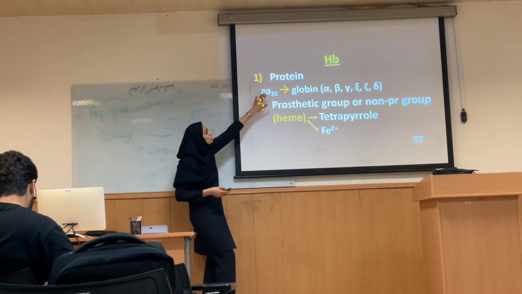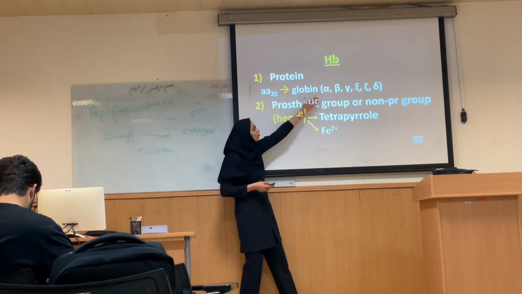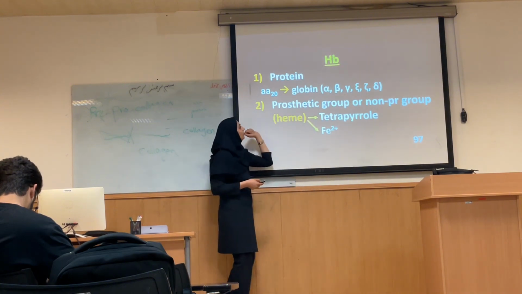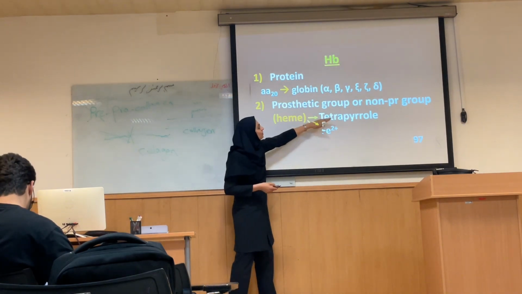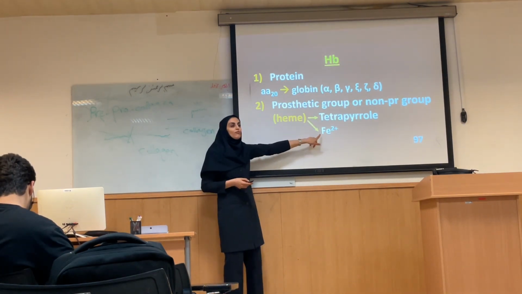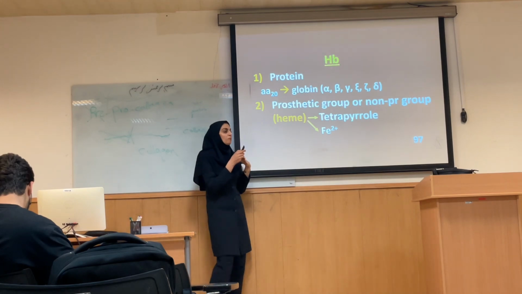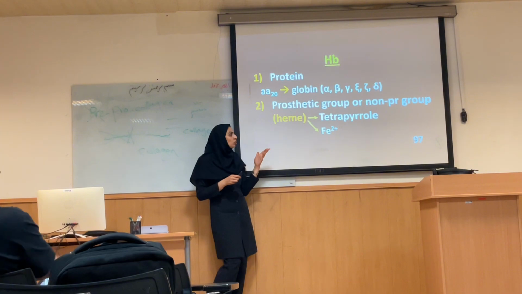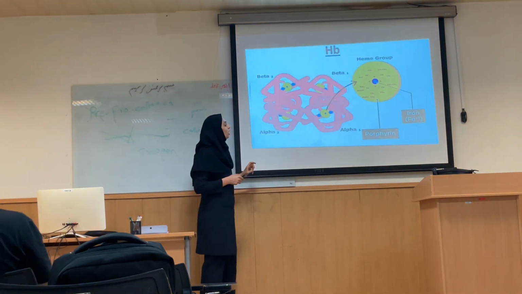Guys, the protein part of hemoglobin has different globin chains. It can be alpha, beta, gamma, zeta, epsilon, and delta. And the prosthetic group is Fe2+ and tetrapyrrole. Could it be Fe3+ in hemoglobin? It's not correct. It occurs in some disease conditions that we call methemoglobin, but in normal hemoglobin we just have Fe2+.